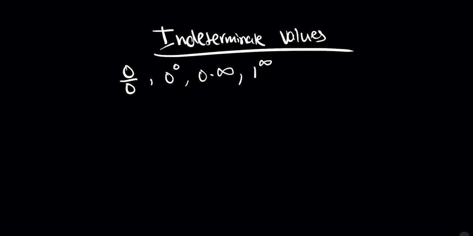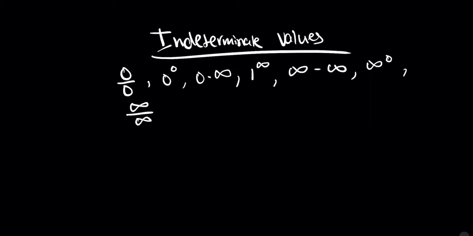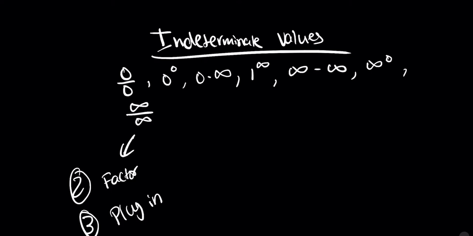Then we have 1 to the power of infinity, infinity minus infinity, and infinity to the power of 0. And lastly, infinity divided by infinity. So these are the 7 values that you should spend your time memorizing, and obviously when you see these values pop up after you plug in, make sure you go on to step 2, which was factor, and lastly, plug in after you factor it and manipulate it.